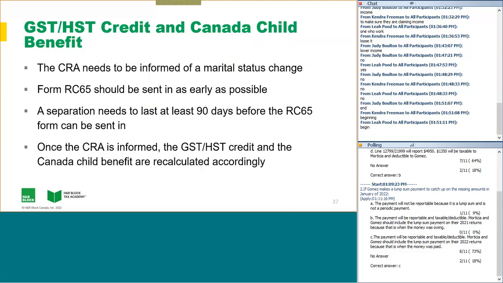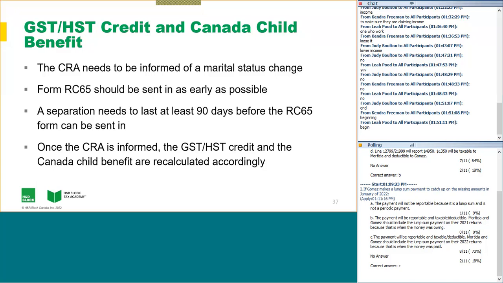Okay? I want to talk about what happens to your benefits after you separate. So after you separate, you need to tell the CRA about your marital status change. That happens all the time. Separation, people tell the CRA right away. They want the CRA to know that they're separate because they think they're going to get more benefits, which they usually do. Okay? You have to do it after 90 days. We know that already.